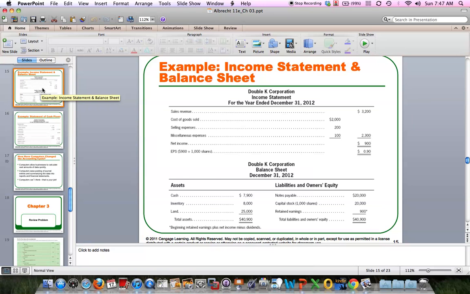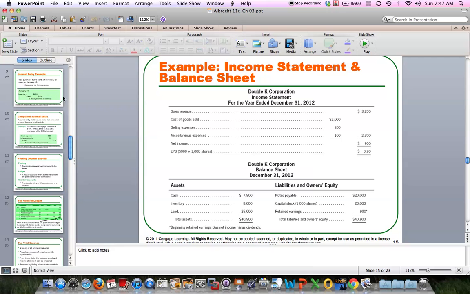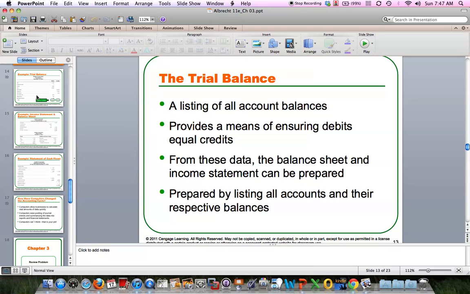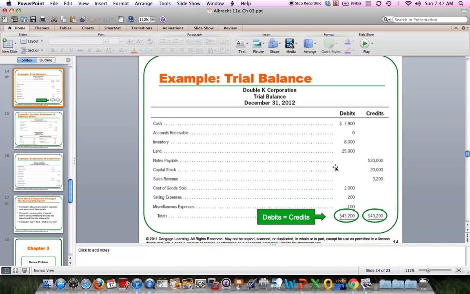Here's a sample financial statement right here. You will see an income statement, and then you'll see the balance sheet. If I go back a screen, the trial balance is right there. Let's look at some of the account balances. It's a pretty simple trial balance, not many accounts. You can see there's cash, some inventory, some land, a big liability here, note payable, capital stock, some revenue, some expenses, and it all balances.